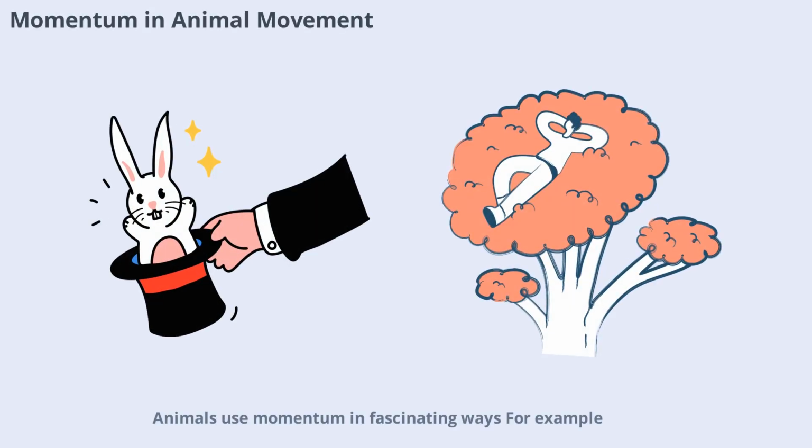Animals use momentum in fascinating ways. For example, kangaroos store and release momentum in their tendons to hop efficiently, while fish use momentum to glide through water. Studying animal movement helps scientists design better robots and prosthetics.